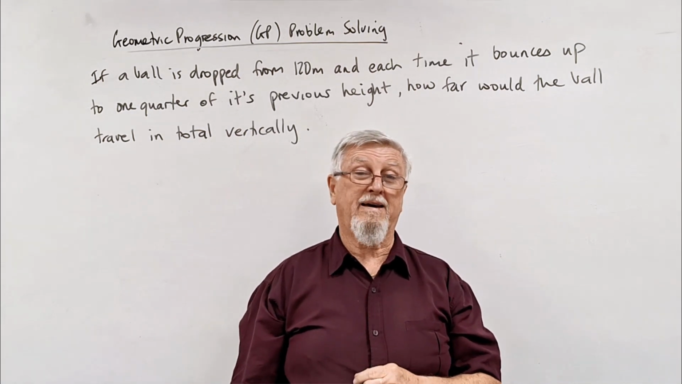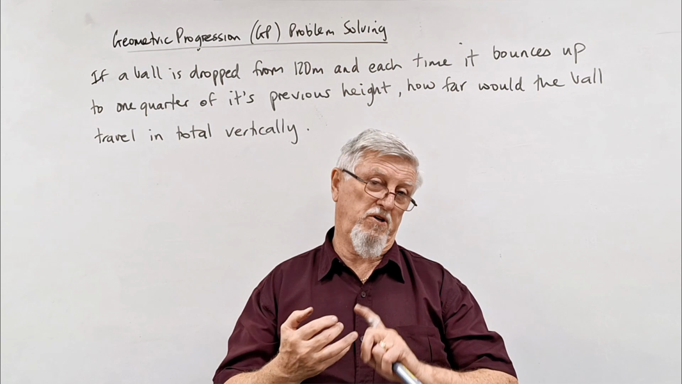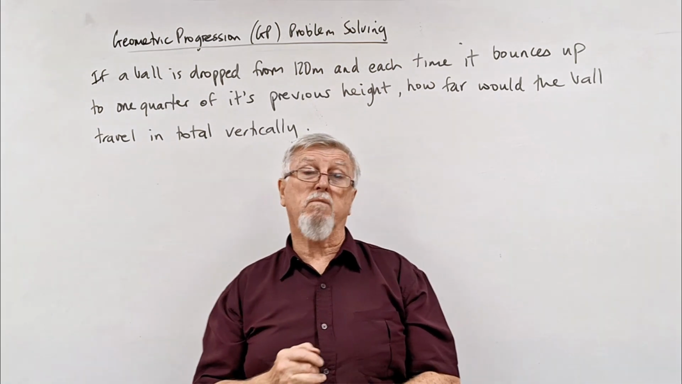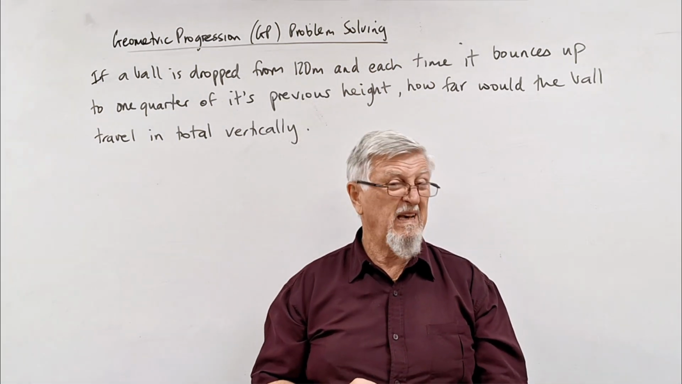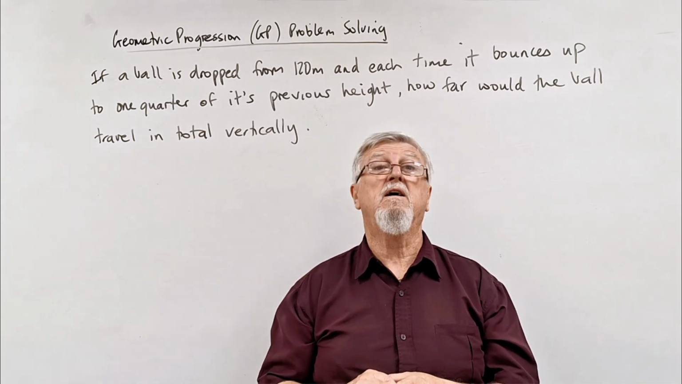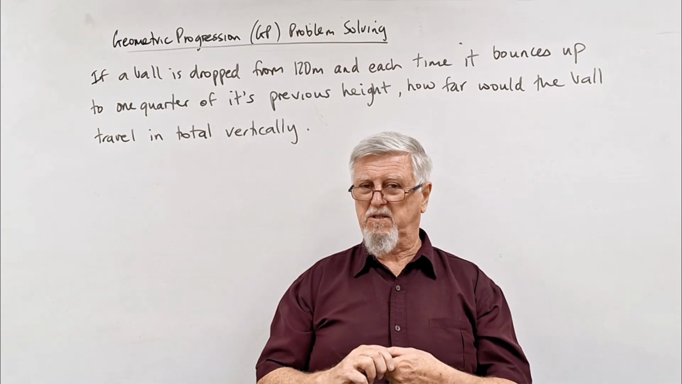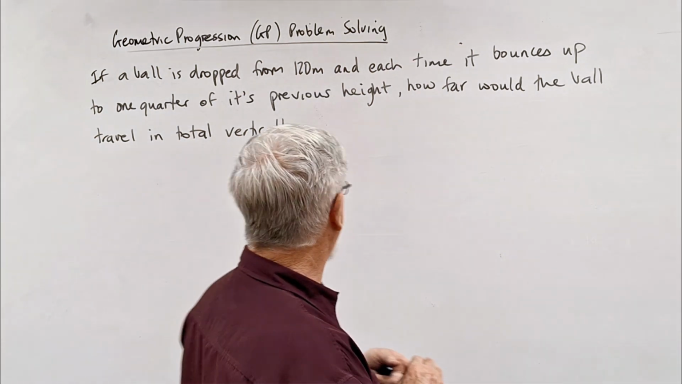Hi everyone, welcome back. It's interesting, once people get the hang of arithmetic progressions and geometric progressions, then we get to problem solving and that mucks a lot of people up. This is probably the most common question I've seen used over the years, when someone drops a ball. It doesn't say to you it's an AP or a GP, it just gives you the information. Let's have a look at the information.